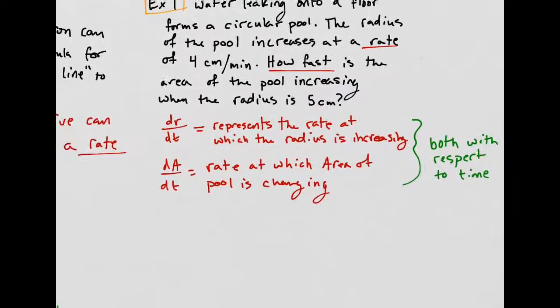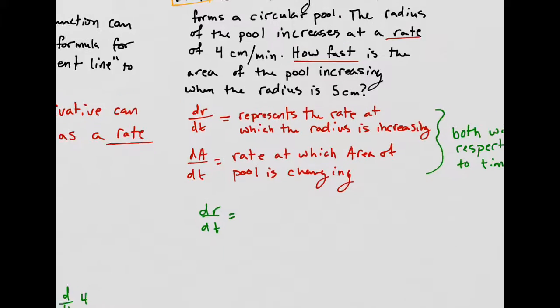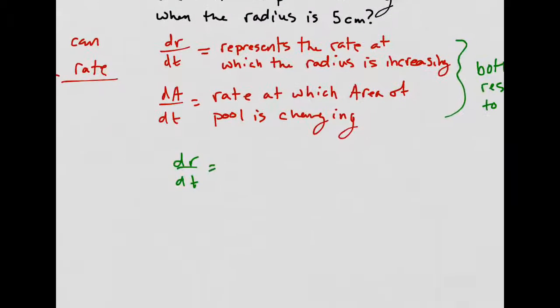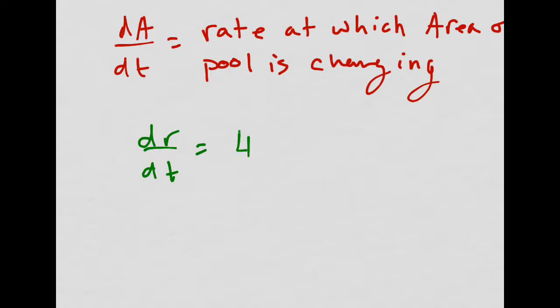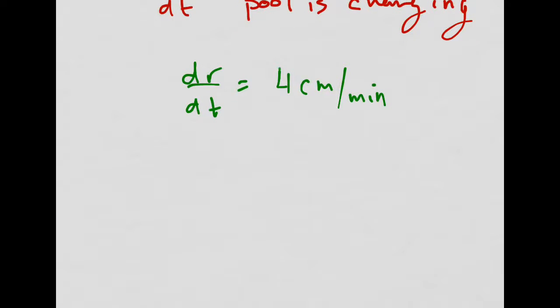So they tell us right away, dr dt, maybe I'll do this part green, dr dt is equal to 4 centimeters per minute. Nice. And they're asking for dA dt. They're asking for the rate at which the area is changing, so I put a little question mark.